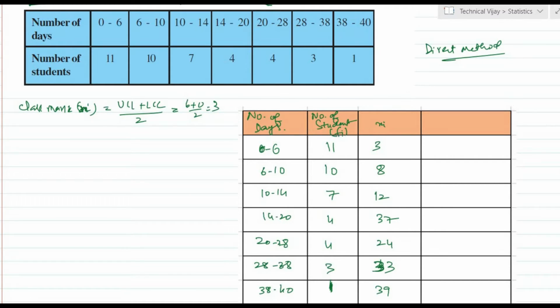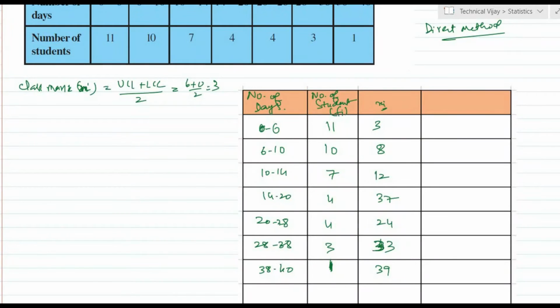Here we take the middle term for 0 to 6, 6 to 10, 10 to 14 and 14 to 20. See, the class intervals are not the same here. 38 to 40 has a difference of only 2, and the others have differences of 10, 8, 6, 4, 4 and 6. The class interval is not equal, so we have to be careful in writing this Xi also. So 39 is the middle term.